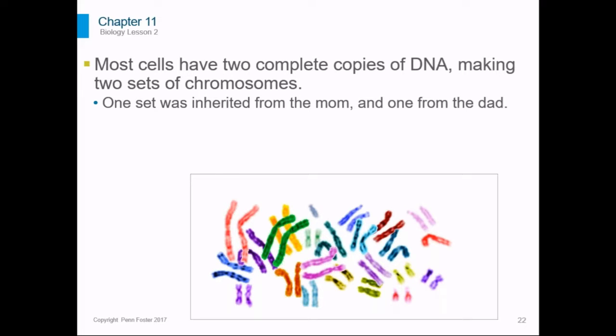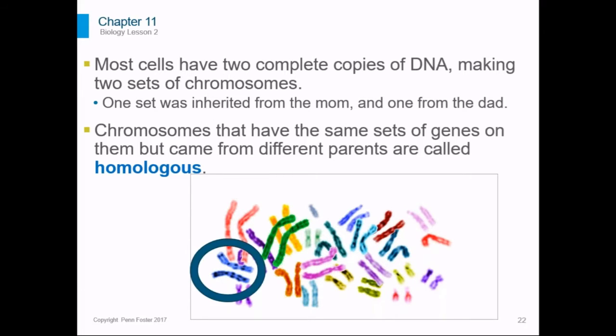Chromosomes that have the same sets of genes on them but came from different parents are called homologous. For example, this pair of homologous chromosomes that I've circled may have genes that code for eye color. And so they are homologous. Both of them code for the same thing. Even if one codes for brown eyes and one codes for green eyes, those are the chromosomes where the eye color genes are found. So the 2 of them are homologous.